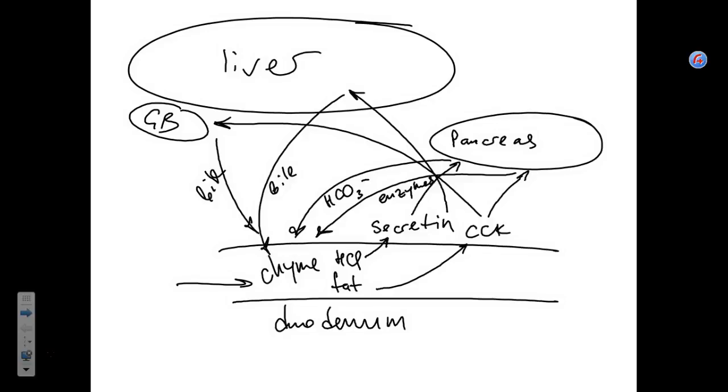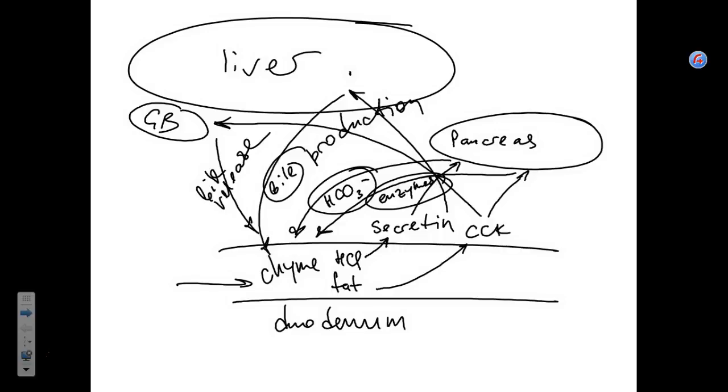So, in terms of pancreas, secretin stimulates bicarbonate, CCK stimulates enzymes. In terms of liver and gallbladder, secretin stimulates bile production, making new bile. CCK stimulates bile release. Do you see the difference?